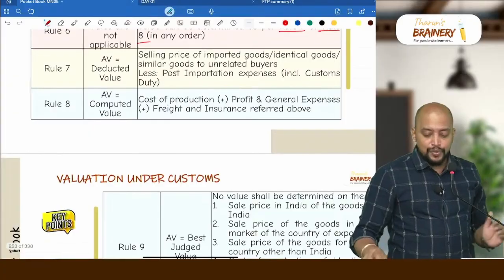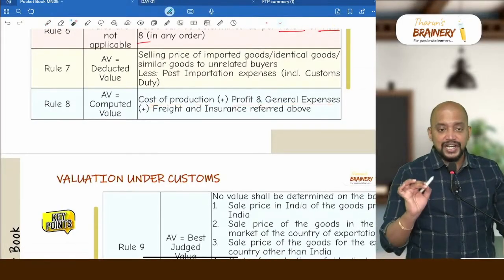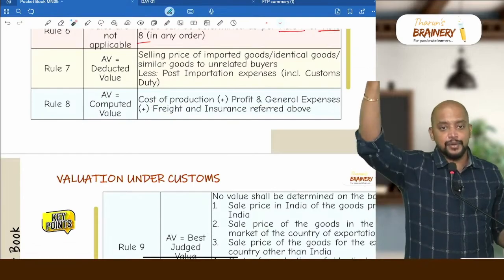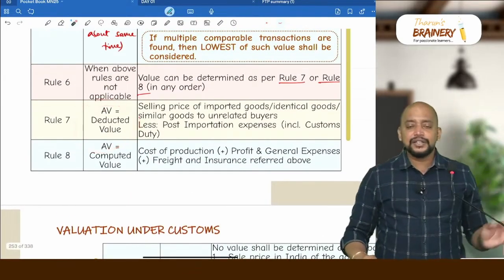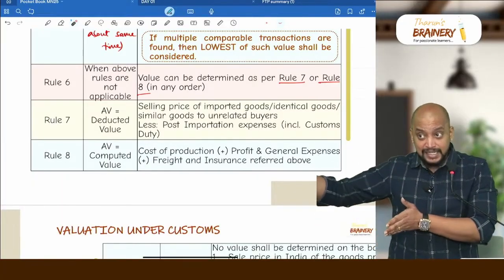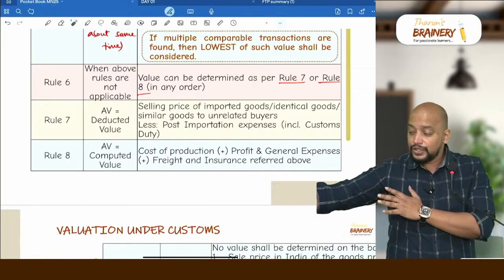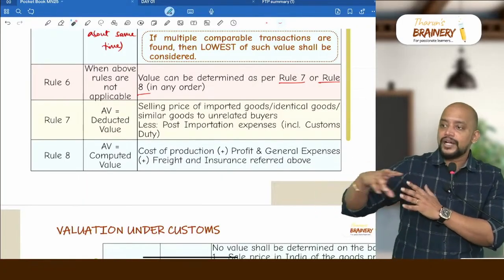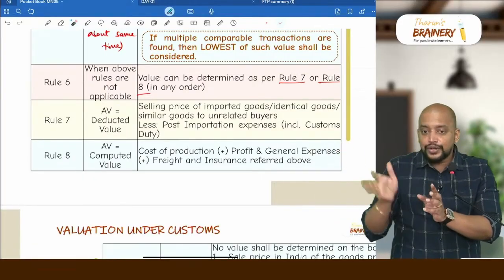In computed value, see what is happening: cost of production and then profit and general expenses, freight and insurance referred above, whatever freight and insurance that we have seen. Whereas deductive value, in deductive value it's a bottom up approach. We see the selling price in India, selling price in India immediately after importation, that is we are importing and we are selling. You take that price and work backwards. All post importation expenses you take out and customs duty also you take out.